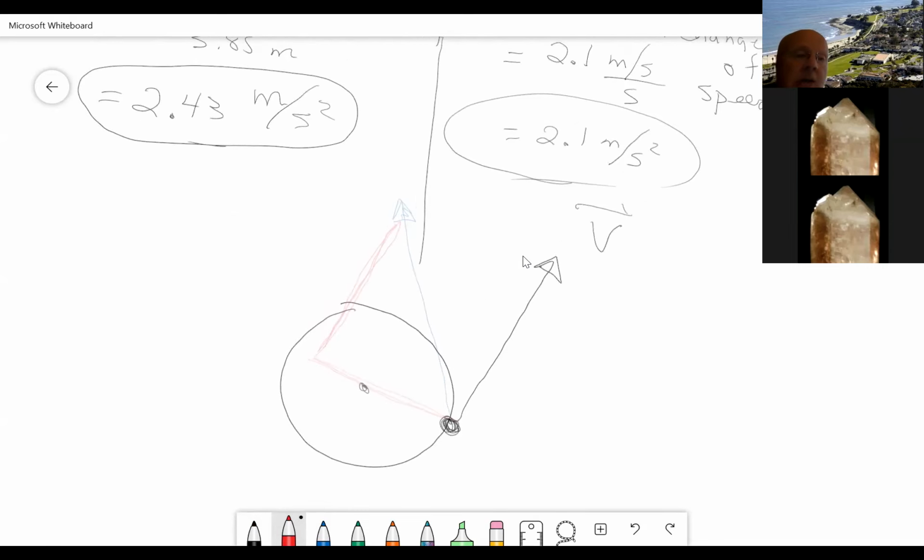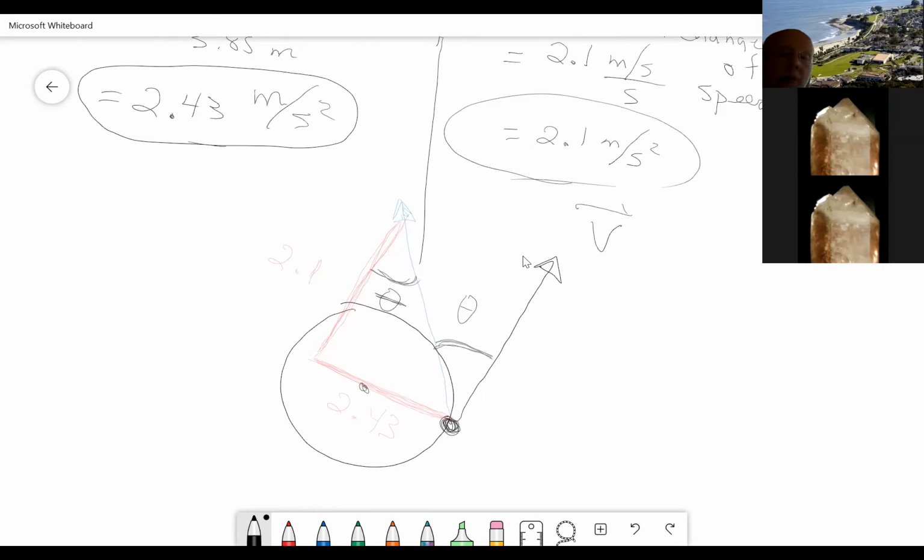So this first calculation is the 2.43. That's this component, the radial component. The tangential component is the 2.1. The question is asking for this angle right here, theta, which there's a couple ways we could go from here, but maybe I'll just say that's the same as that angle.